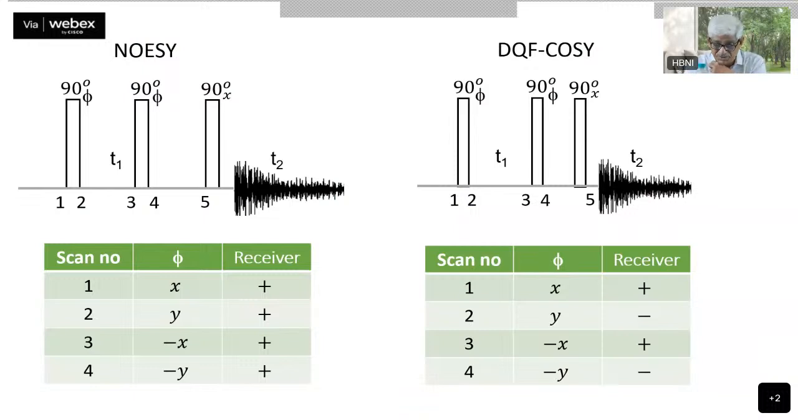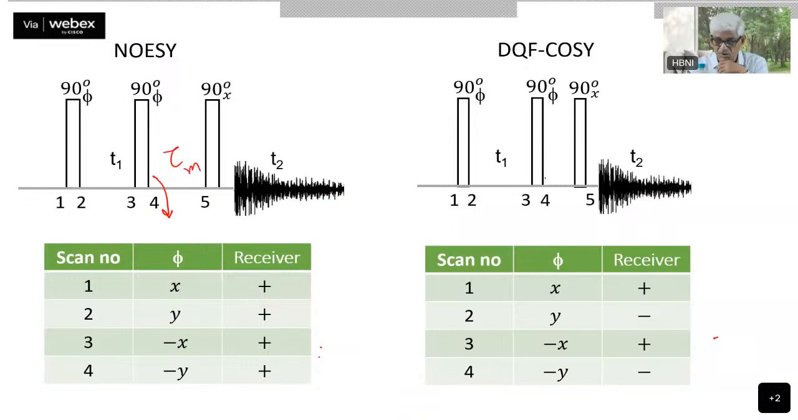In the case of double quantum filtered COSY, we did a set of 4 experiments, 4 scans, and the phase of this pulse was made x, y, minus x, minus y, and we changed the receiver plus, minus, plus, minus. We carried out detailed density operator calculations here to show how this is picking up double quantum filtered signals, and how this one is picking up the Z magnetization. Here the Z magnetization is picked up. That is what is required for the NOESY experiment. At this point we are picking up Z magnetization, and the NOE happens after that, during this period tau m. This is your tau m period.